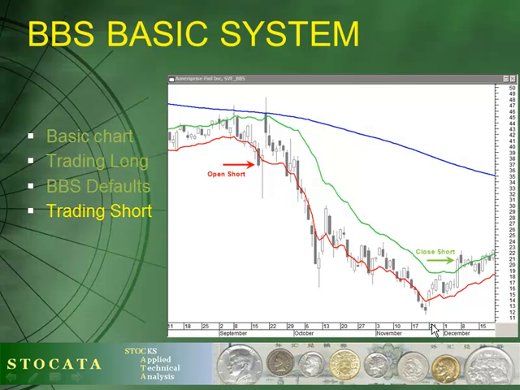Trading short: price moves in an uptrend, but half of September it falls below the lower BBS band with the closing price, while at the same time the closing price is moving below the long-term average. This is a BBS selling signal for opening a short position.